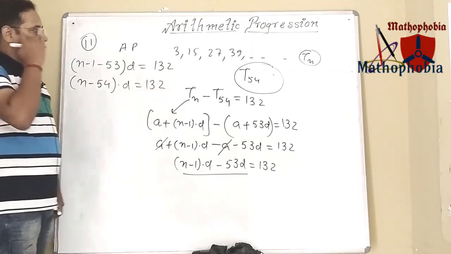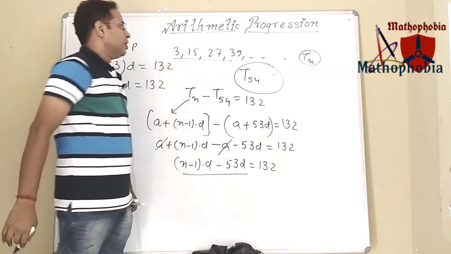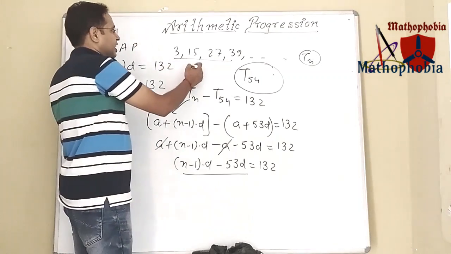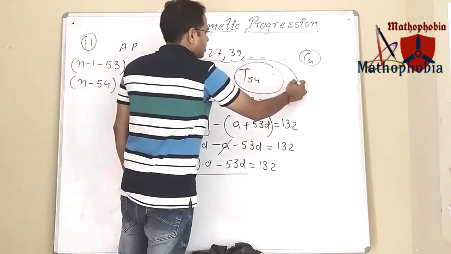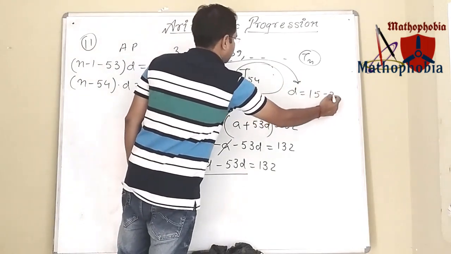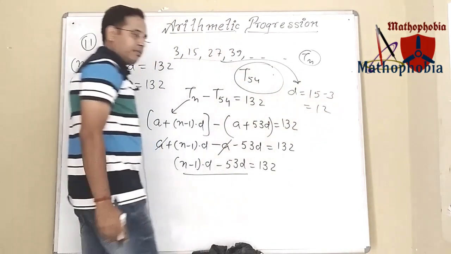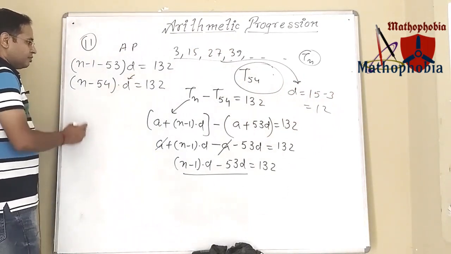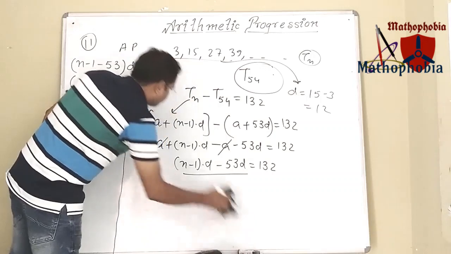Now what is the value of d? We can easily find out from the sequence. 15 minus 3, how much will we get? 12. है ना? d is equals to कितना है? अगर इस सीक्वेंस से निकालो, d is equals to 15 minus 3, that is 12. So we have got the value of d as 12. So we'll put 12 here, the value of d. So what we get?